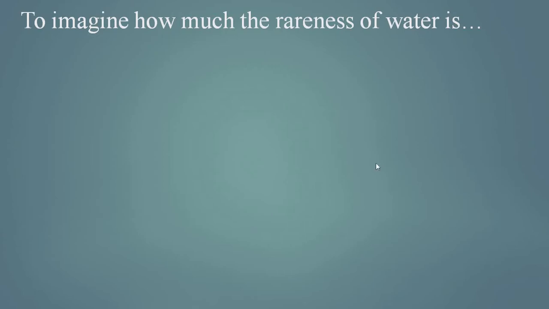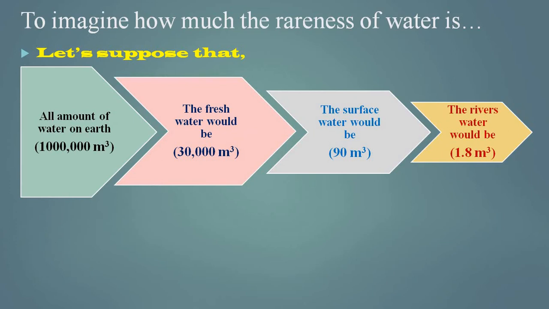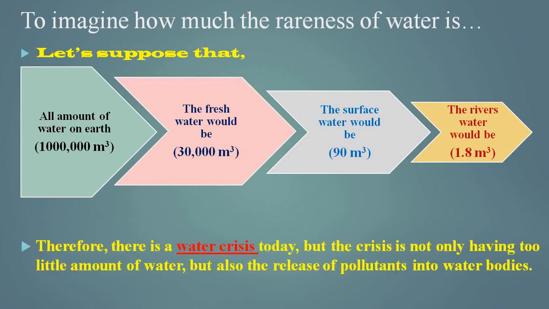To imagine how rare water is, let's suppose that the total amount of water on the earth is 1 million cubic meters. The fresh water would be 30,000 cubic meters, and from this the surface water would be 19 cubic meters. The rivers would hold 1.8 cubic meters, a very small amount of water available for drinking. This is why we have today's water shortage problem.